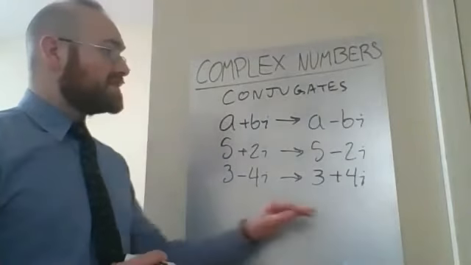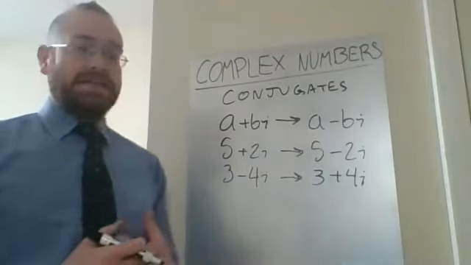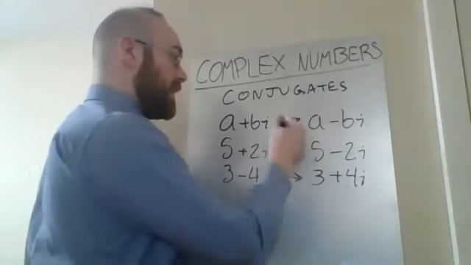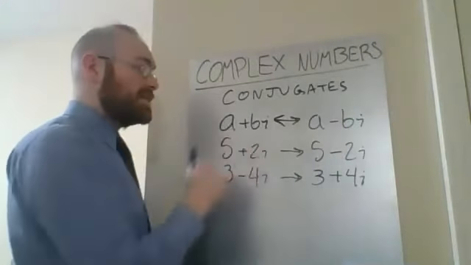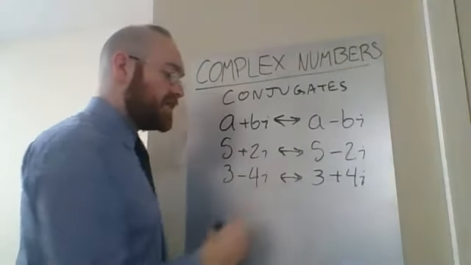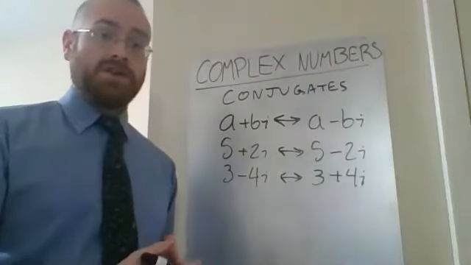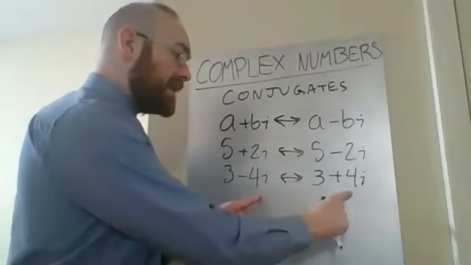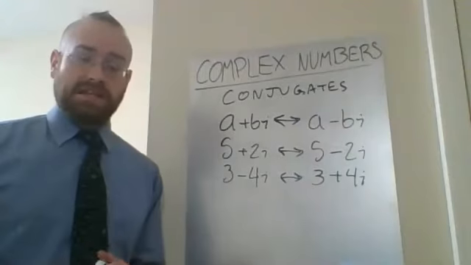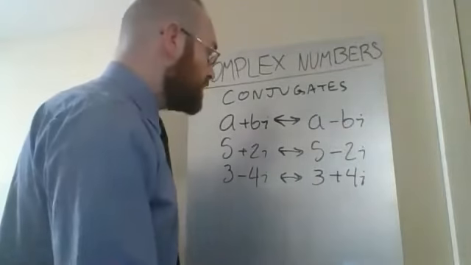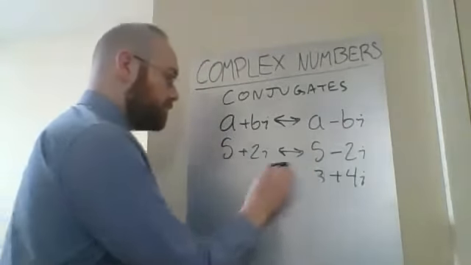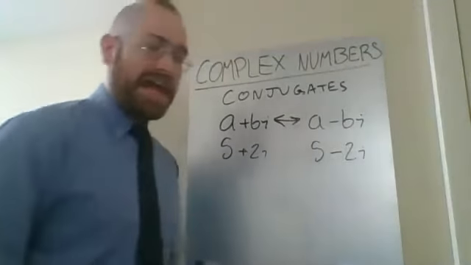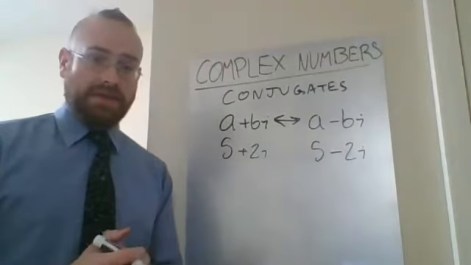So this is a very simple relationship, and conjugates work both ways. If we start with a minus bi, the conjugate is a plus bi. All of these we call conjugate pairs because they have the same real part, and the imaginary part differs only by a negative sign. And the reason we like these is because there's a special relationship that happens when we add or multiply these.